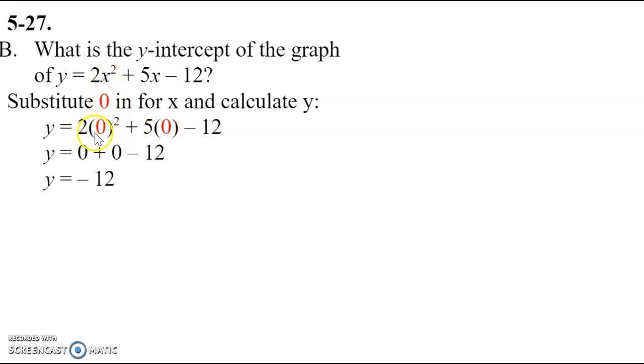So that becomes 2 times 0 squared. 0 squared is 0. 2 times 0 is also going to be 0. Anything multiplied by 0 is going to be 0. 5 times 0 is going to be 0. So you're just left with negative 12. So y is equal to negative 12.